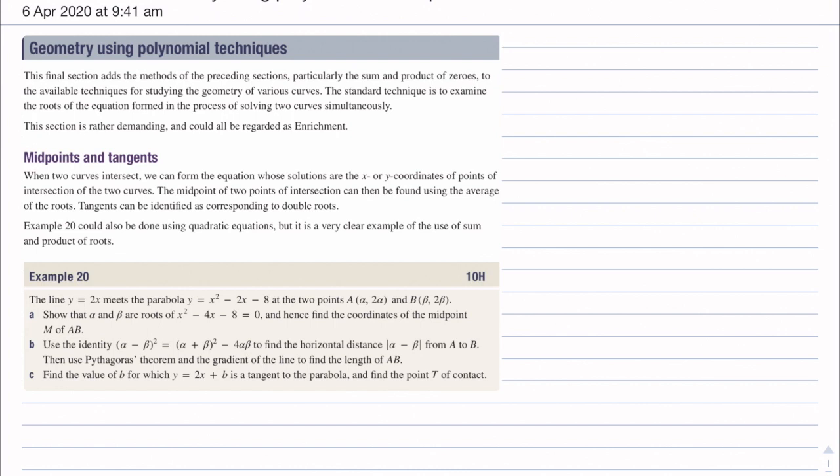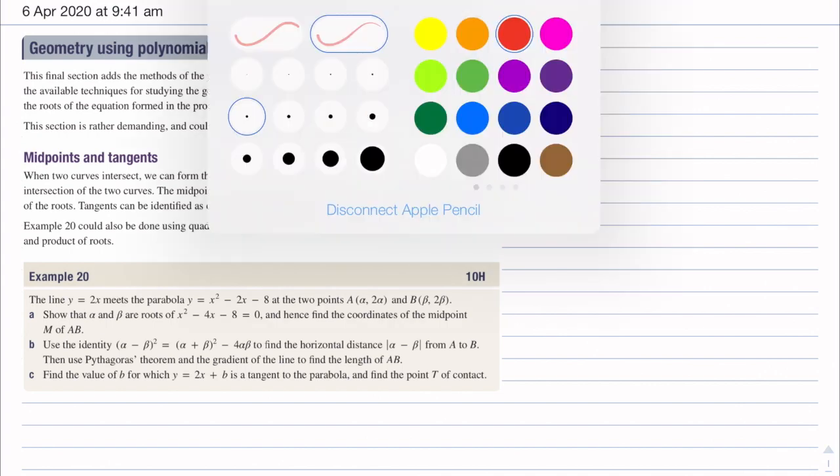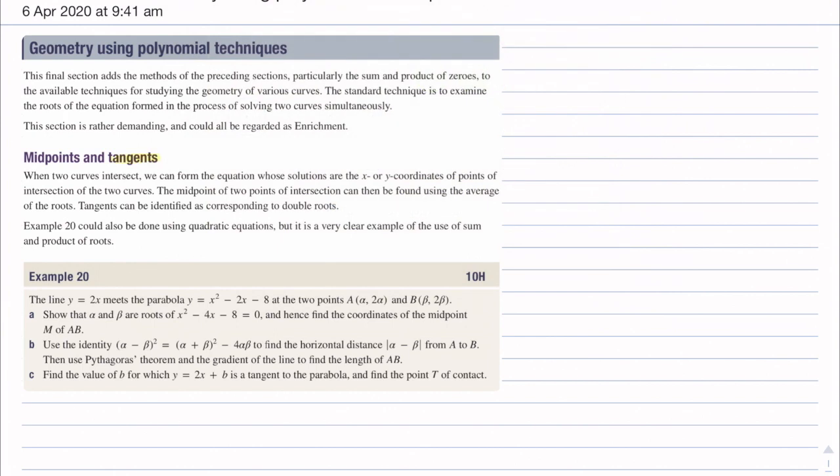So, we're looking at the last exercise in chapter 10. We've skipped exercise 10G because it uses some calculus differentiation that we haven't learnt. And we're not learning till much later in the year, so we'll come back to that. But now we're going to have a look at geometry using polynomial techniques. And the main word I'd like you to look at right now is this word tangent.